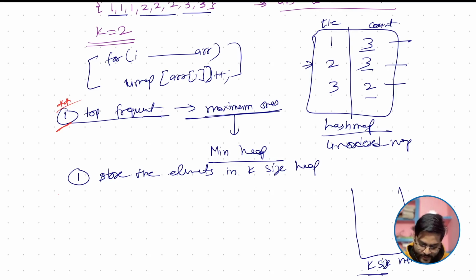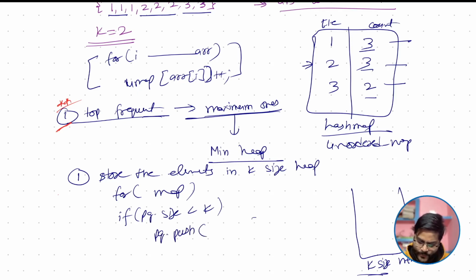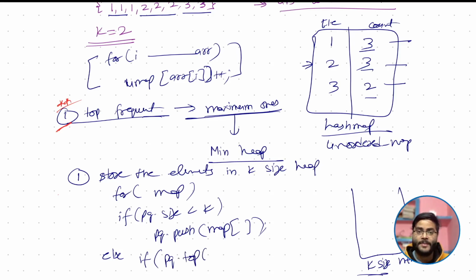Okay, so I'll traverse through the map. If my priority queue size is less than k, then keep on pushing whatever value is at the map. And in the else part, I will compare. If my pq dot top, I want the maximum ones, so I will remove the minimum ones.